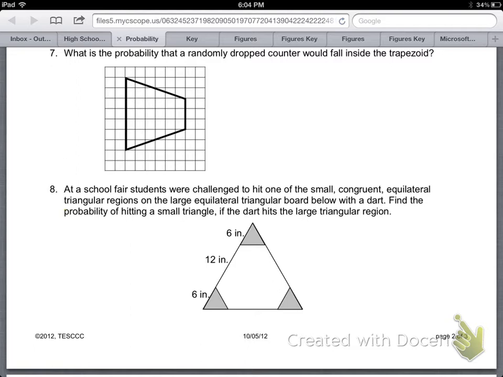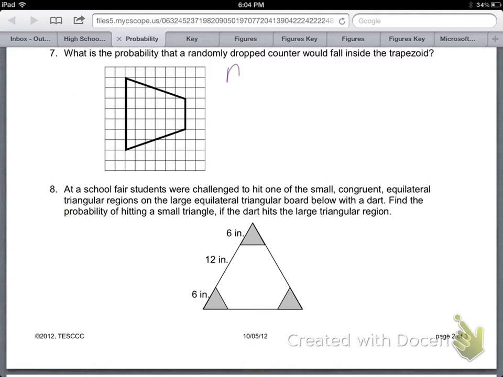Well, first, the trapezoid is inside this gridded area. That's the whole. So we'll just have to figure out the area of the whole. So let's see. There's 1, 2, 3, 4, 5, 6, 7, 8, 9, 10 by 1, 2, 3, 4, 5, 6, 7, 8, 9, 10. So it's a 10 by 10 little graph type deal. It's a square, so length times width, 10 times 10, which makes 100, of course.